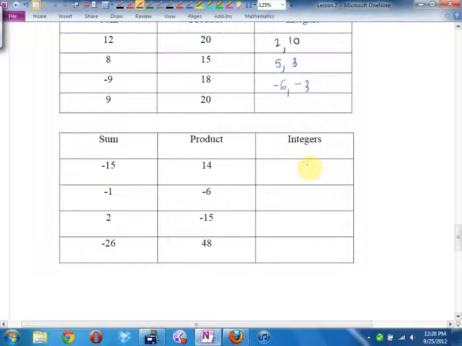Let's try some with negatives. Hey, let's try this one here, the second one. Multiplies to negative 6, adds to negative 1. I think some combination of 2 and 3. By the way, when this is negative, what you're really saying is I want to find two numbers that are 1 apart. It's going to be a 2 and a 3. One's going to be positive, one's going to be negative. I want the bigger one to be negative because it added to a negative. Negative 3, positive 2.